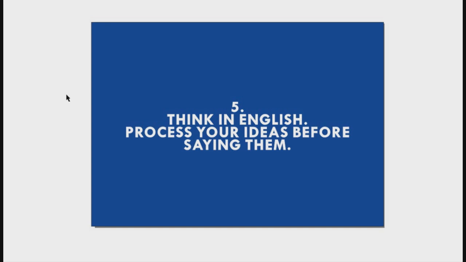Now, the next strategy is think in English. Process your ideas before saying them out. As non-native speakers, it may be difficult for us to speak in English, but then we can do it consciously. When we think in English, we would have processed our idea in our mind, in our thoughts, before saying them out. So in the process of thinking the idea in your head, you would have corrected some mistakes before you begin to say it. So process your ideas in your head before you say them out.